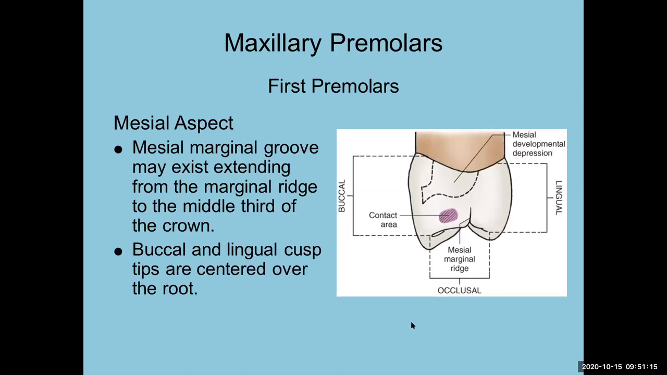The maxillary first premolar has a mesial marginal groove extending from the mesial marginal ridge to the middle of the crown. This, my friends, is a characteristic you need to know about the maxillary first premolar. It's bifurcated. It has a mesial marginal groove extending over the mesial marginal ridge. The buccal and lingual cusps are centered over the root. It's a straight up and down cusp. It has a mesial depression apical to the contact area that oftentimes will go all the way up the root.